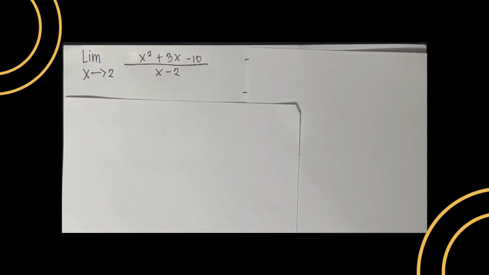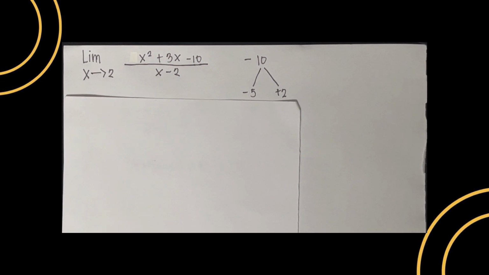Now, what about this one? What is the limit as x approaches 2 of x squared plus 3x minus 10 divided by x minus 2? So, we can plug in a 2. If we do, we're gonna get a 0 in the denominator. And it's going to be undefined. So we got to factor.